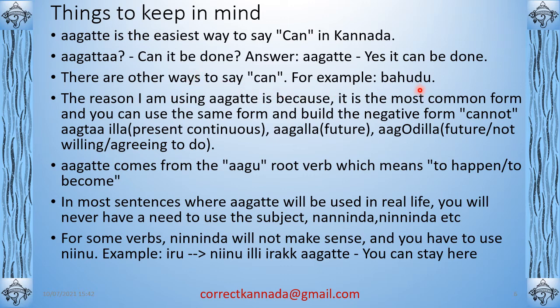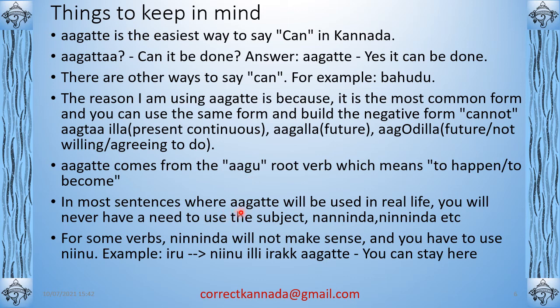For example, bahudu, but we are not going in that direction. We are taking aagatte as our method to say can. The reason I'm using aagatte is because it is the most common form and you can use the same form to build the negative form also. Cannot will become agta illa if it's present continuous. Agalla if it's future. Agodilla if it is future and you're not willing, not agreeing to do. All this is obtained from this agu verb. So that is why agatte, agta illa, agodilla, agalla, everything comes from agu and it becomes a complete package of can, cannot, right? So that is why aagatte is being used.